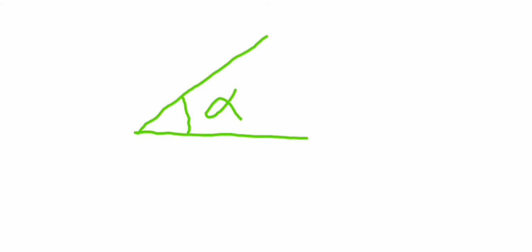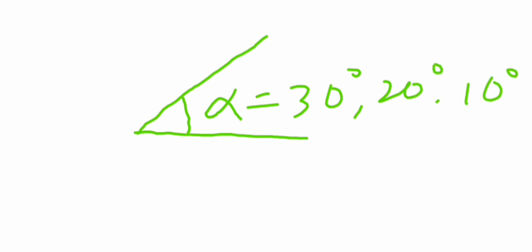Now, if we see this picture, we can have a clear scenario of how an angle is created. If this angle is alpha, then this alpha can be 30 degree or 20 degree or 10 degree, whatever.